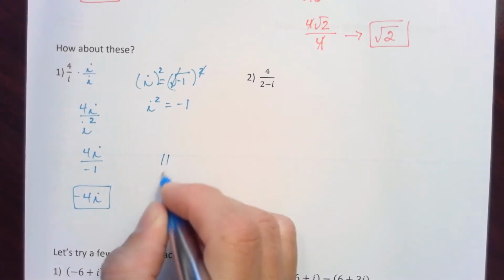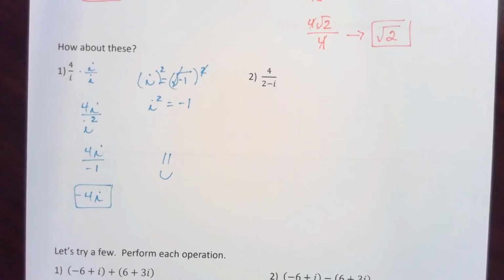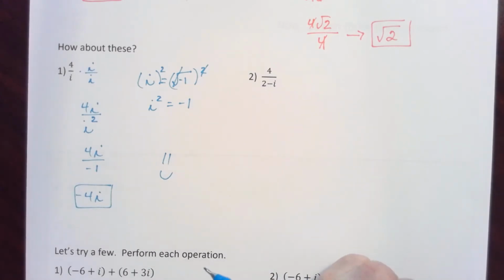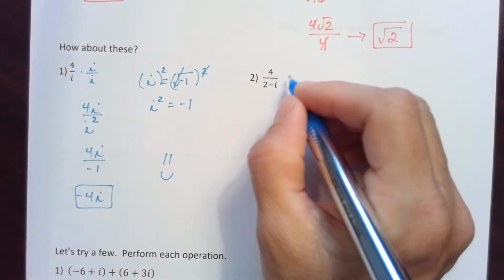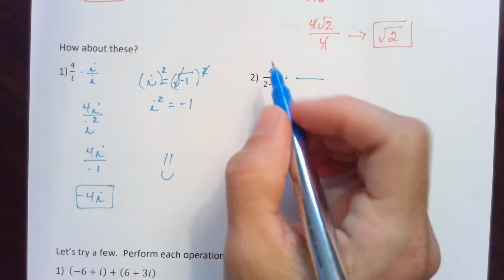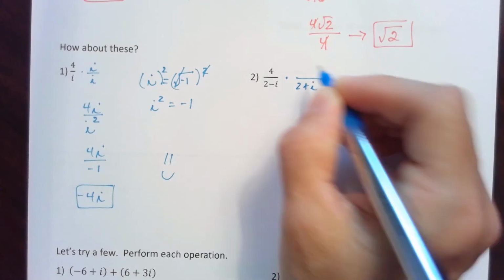Pretty cool, huh? Alright, so what if we have more than just an i in the denominator? More than just one term, to be more specific. We have a complex number, which has a real part plus an imaginary part. To get this i out of the denominator, you have to multiply by its conjugate. Remember, its conjugate is the same two terms, but the opposite sign. 2 plus i.